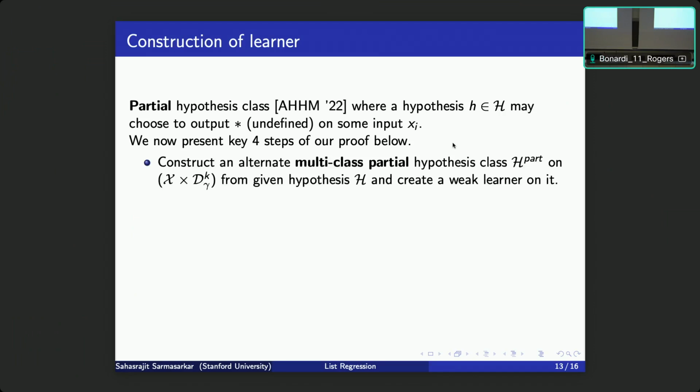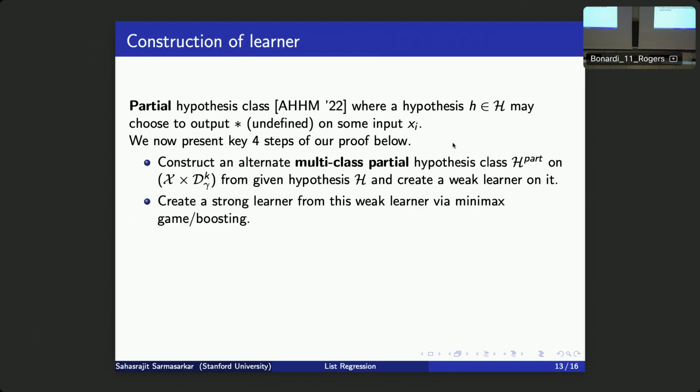First, we construct an alternate partial hypothesis class, which moves from the hypothesis class that we had. So the initial hypothesis class was only on \mathcal{X}, but the partial hypothesis class is on \mathcal{X} cross this threshold vector set, which we had defined previously. It's the set of permissible threshold functions for any hypothesis. And then we create a weak learner on it. This weak learner, again, is created using an OIG-based learner.